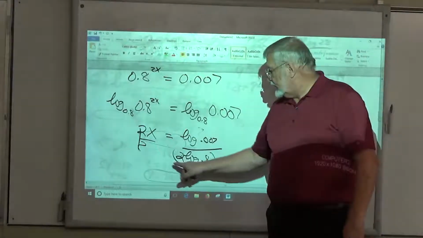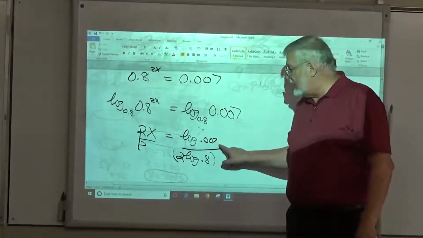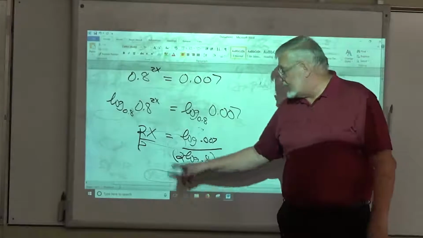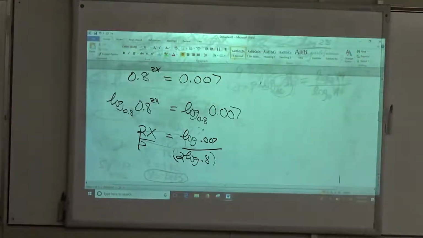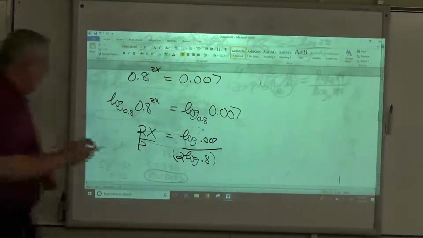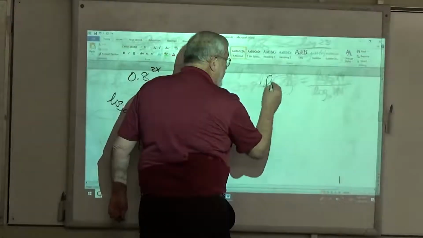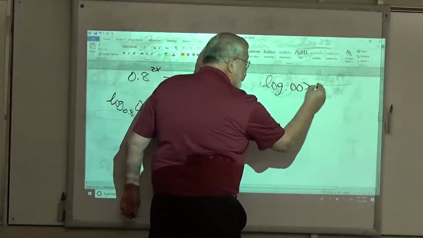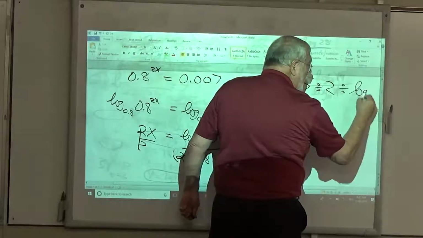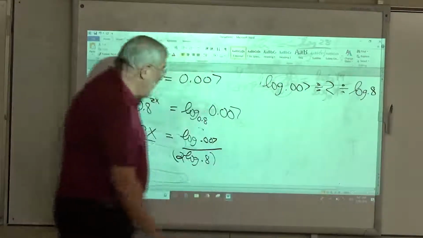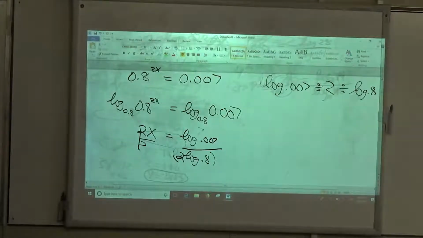All right. Log of 0.007 divided by parentheses 2 times log of 0.8. And if you don't put that in parentheses, what will happen is you'll divide it by 2 and then multiply it by the log of 0.8, which you don't want to do. So you could also have done it this way. Log 0.007 divided by 2 divided by log of 0.8. You could have made both of these divided bys in your calculator depending on which you're more comfortable with.